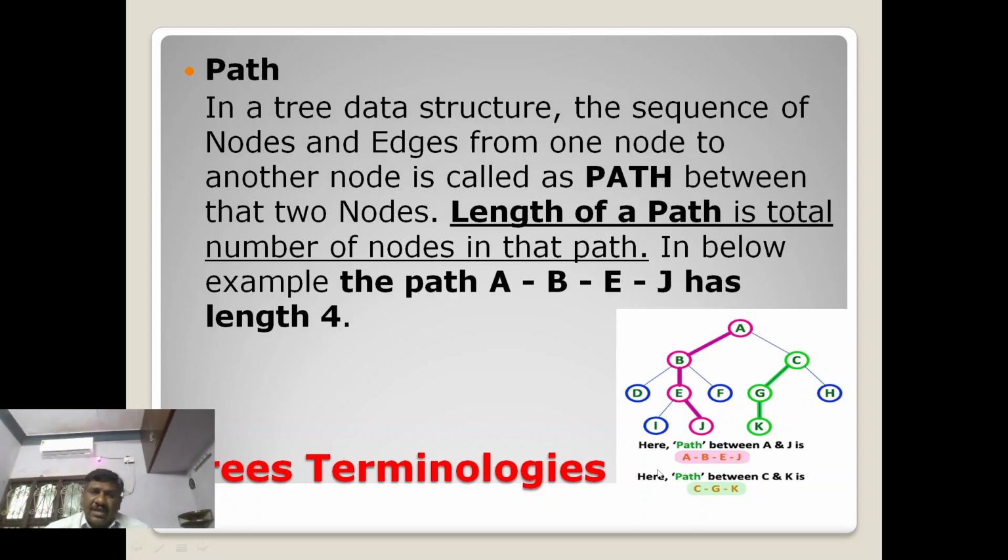Any node, if you want to find the path, you have to start from the root node. Here the root node is A. Similarly, if they ask for a path from C to K, then we start from C: C, G, K. This is the path. So we find paths in this pattern.